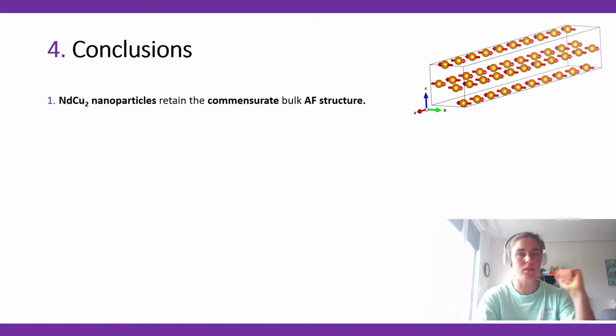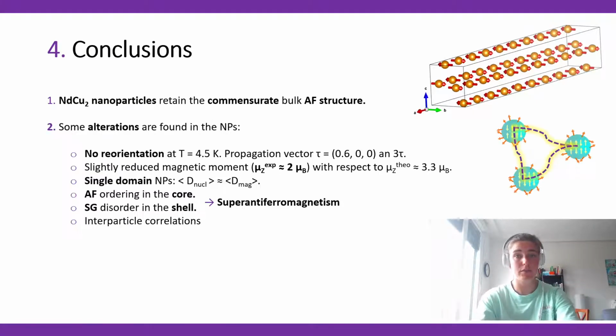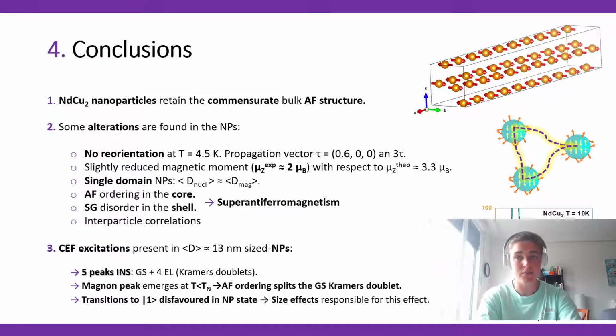So, the main conclusion of this work is that, on the one hand, neodymium cappuccino nanoparticles retain the commensurate bulk antiferromagnetic structure, but without the reorientation at 4.5 Kelvin. We account for a spin glass surface, and on the other hand, the crystalline electric field excitations are present in nanoparticles, but also at the nanoparticle surface. But as I said, at the nanoparticle surface, there is a partial inhibition to the transition to the first excited level, and also the collective magnon excitations are retained in the nanoparticles and also at the nanoparticle surface, where a stiffening of this magnon excitation has been accounted.